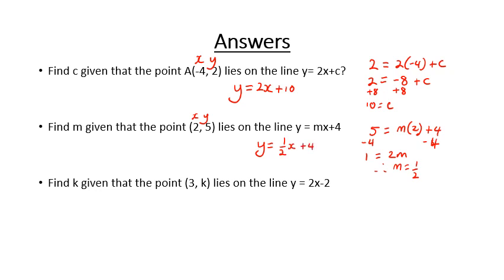And in our last example, we substitute again. So k is our y value. K equals 2 lots of 3, take 2. K equals 6, take 2, which equals 4. Therefore, we don't need to find the equation. We just need to find the coordinates. And the coordinates would be 3, 4.